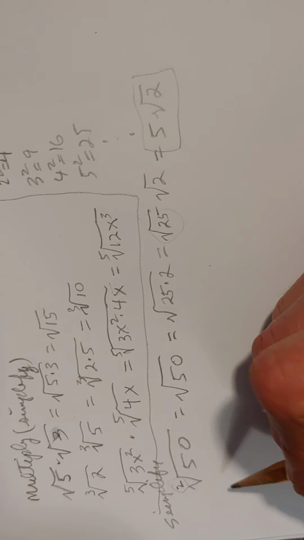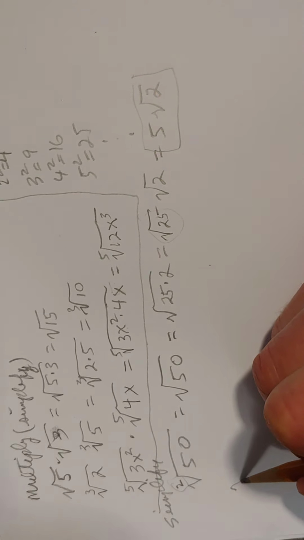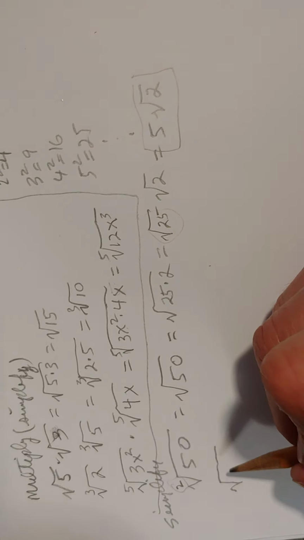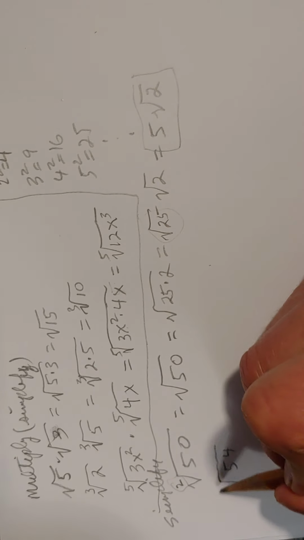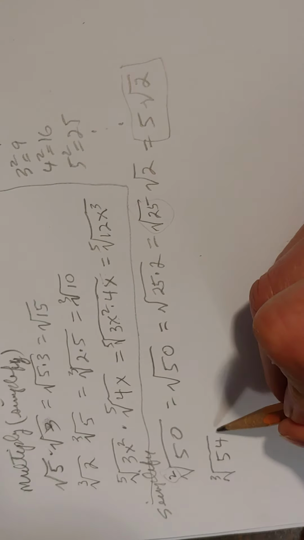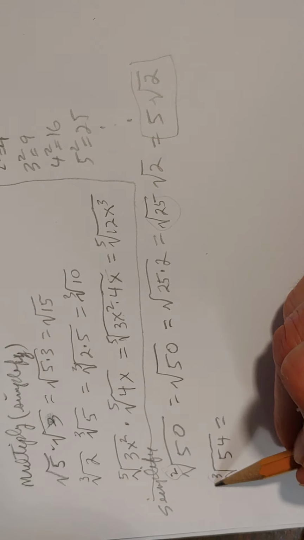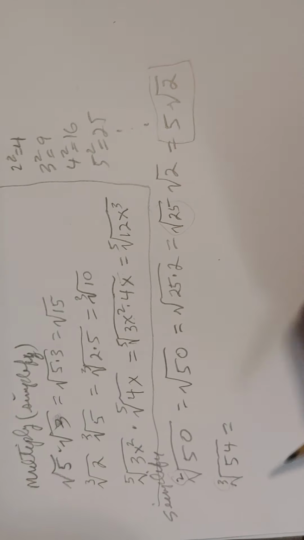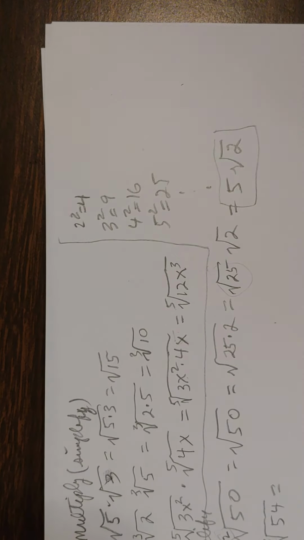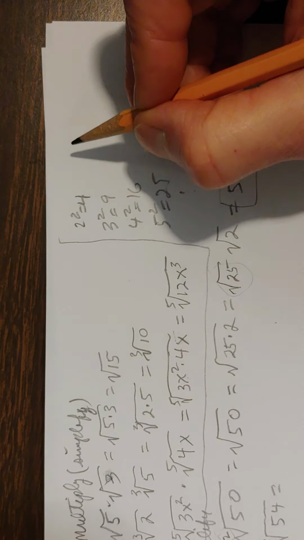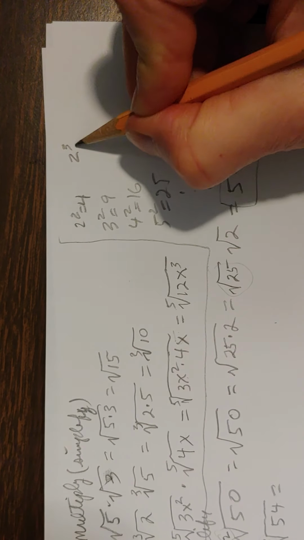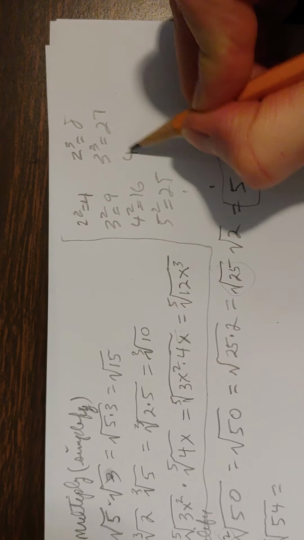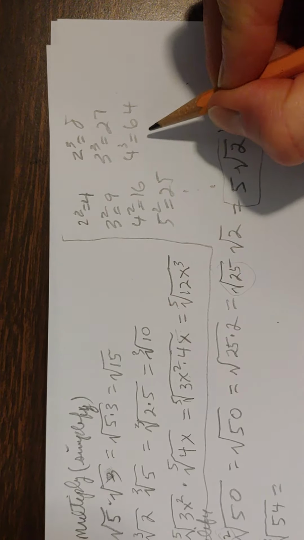Another example, let's try a cube root. Let's say the cube root of 54. So the cube root of 54, now we want to find the largest perfect cube. Notice the index is 3. So we want the largest perfect cube that would divide 54. Perfect cubes, 0 cubed is 0, 1 cubed is 1. Again, we're not worried about those, but 2 cubed is 8, 3 cubed is 27, 4 cubed is 64, etc.